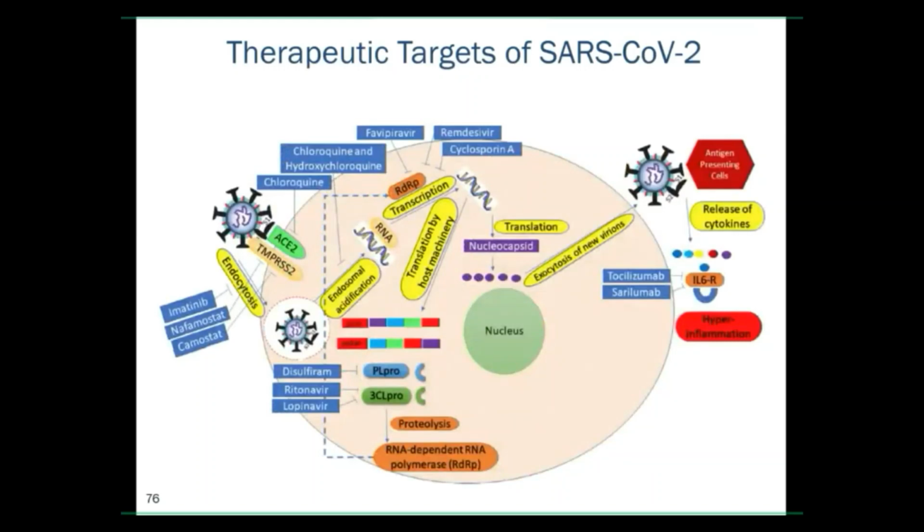So it's likely that in the future we're going to have specific targets that target specific proteins or pathways within the virus. You can see that up to this point, the treatment or therapeutics have really been non-specific.